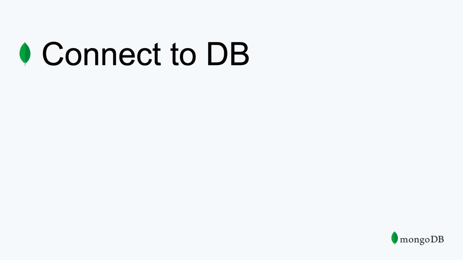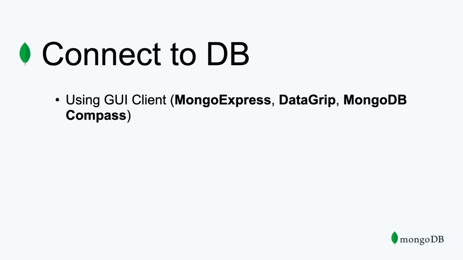So you've seen how to connect to your MongoDB using Mongo Express, which was really easy and straightforward. So we have other alternatives. So you've seen Mongo Express, but we have, for example, DataGrip, which is another GUI client, or MongoDB Compass, which is free and it's by MongoDB. Or we can use Mongo Shell.